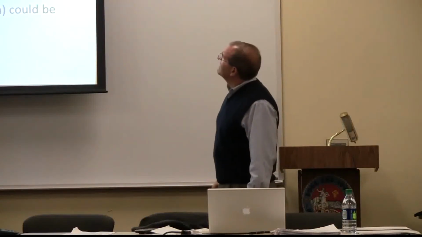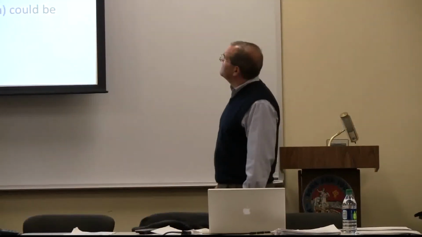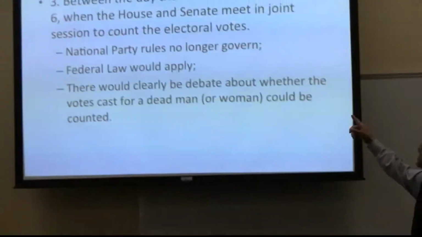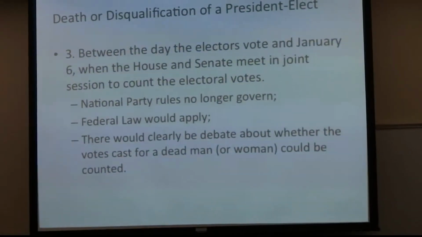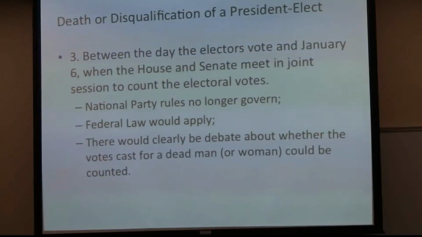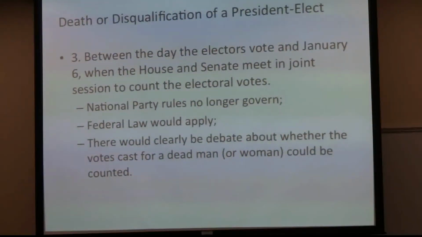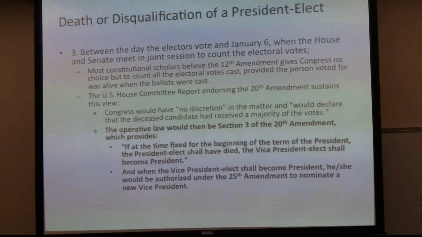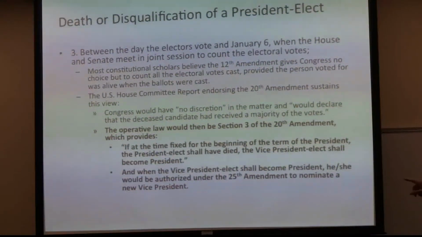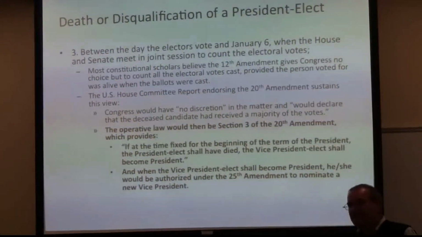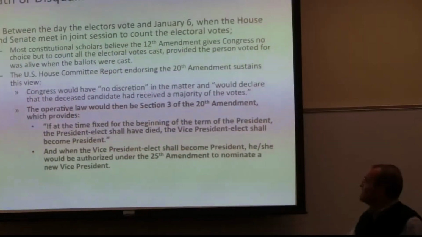Okay, the third period, between the day the electors vote and January 6th, when the House and Senate meet in joint session. National Party rules no longer govern what's going on. Federal law would apply. There would clearly be debate about whether votes cast for a dead man or woman could be counted. However, if you look at the 20th Amendment, Congress would have no discretion in the matter and would declare that the deceased candidate had received whatever number of votes that individual got. There's no choice. Once those votes are cast by the electors, they've been cast, and so they go to that particular candidate.